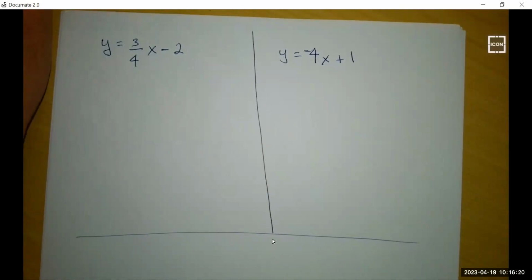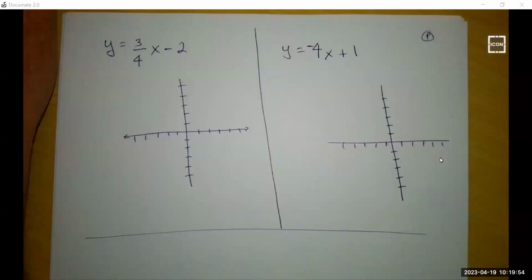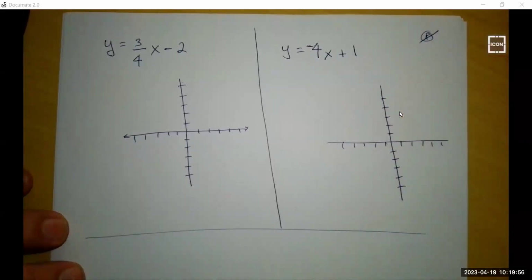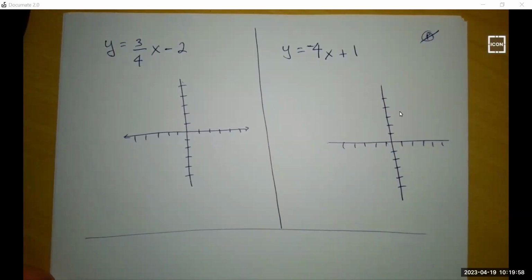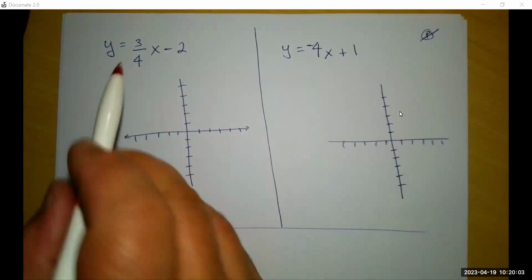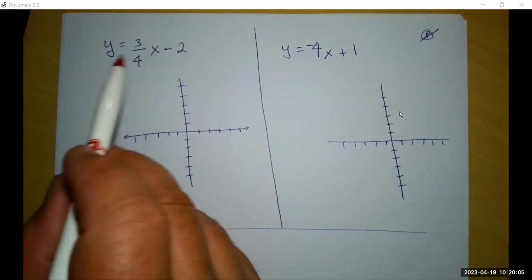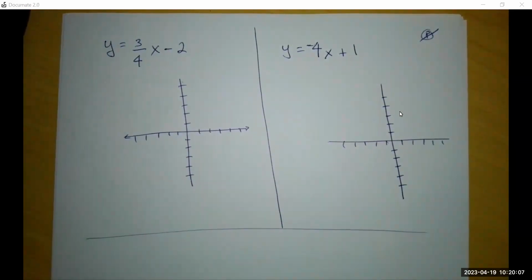Okay, so look at these two. y equals 3 over 4x minus 2, and y equals negative 4x plus 1. Go ahead and graph those two. Look at the first one. According to the steps I gave you in the last page, you have to first put it in slope-intercept form. Solve for y. Check, it's there.